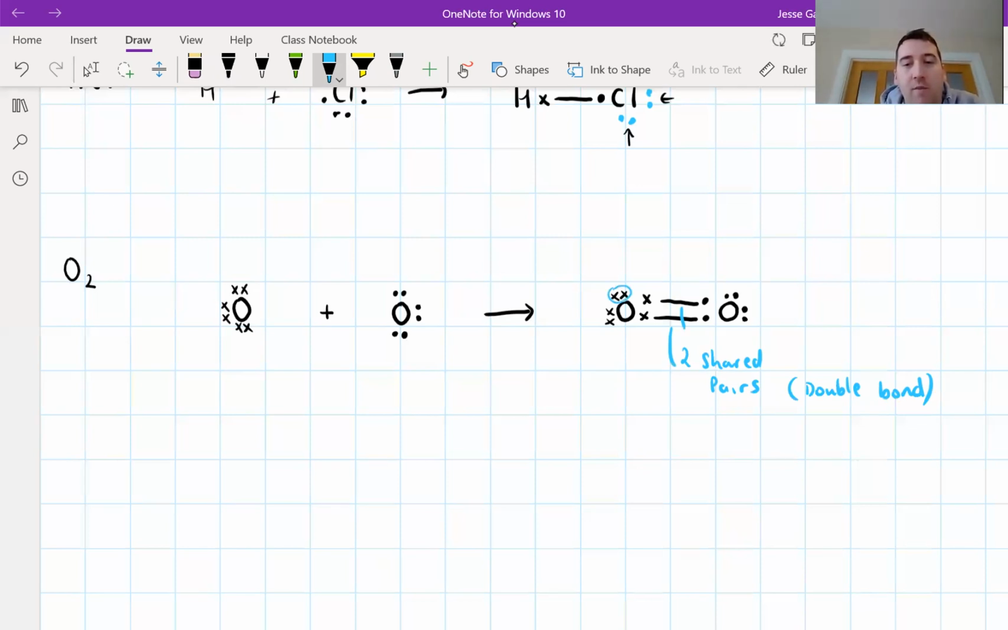I'll just count them all. Here's a shared pair, a lone pair and a lone pair, that's 4. And then two shared pairs, there's 4 more. So this oxygen on the left has 8 electrons. The other oxygen is the exact same, has a share of 8 electrons as well. So again, this is why atoms do this, to become more stable.